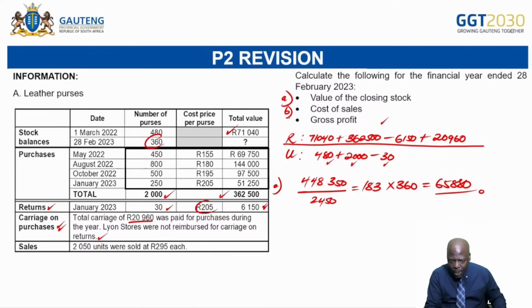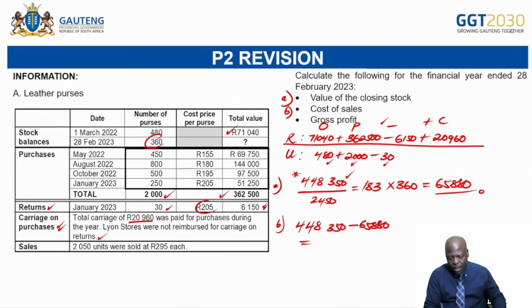And if we are doing B, which is the cost of sales, that becomes very easy. We simply take our 448,350 here, because remember, with cost of sales, you have to say opening stock plus purchases minus the returns plus the carriage. And remember, at the beginning of the question, they did tell us that they're using the periodic stock system. So to cut the long story short, I simply take my 448,350. Then I say minus my 65,880.